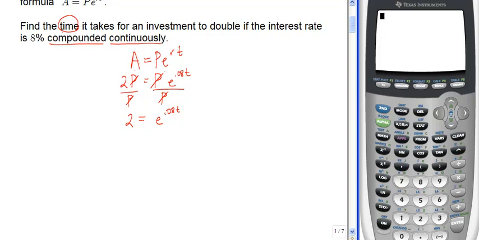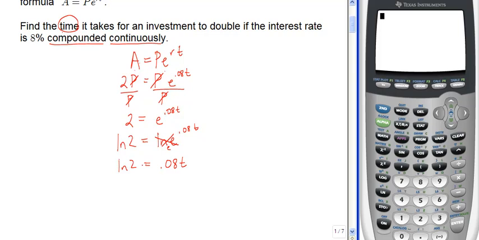Now the variable t is up here in the power, and the only way to get to that t is to undo this exponential. So what's going to undo an exponential that has a base of e? Well, it's going to be a logarithm with a base of e, otherwise known as an ln. So we're going to take the ln of the left side and set it equal to the ln of the right side. Ln is base e, so it cancels with this exponential base e, just giving me that power, 0.08t.